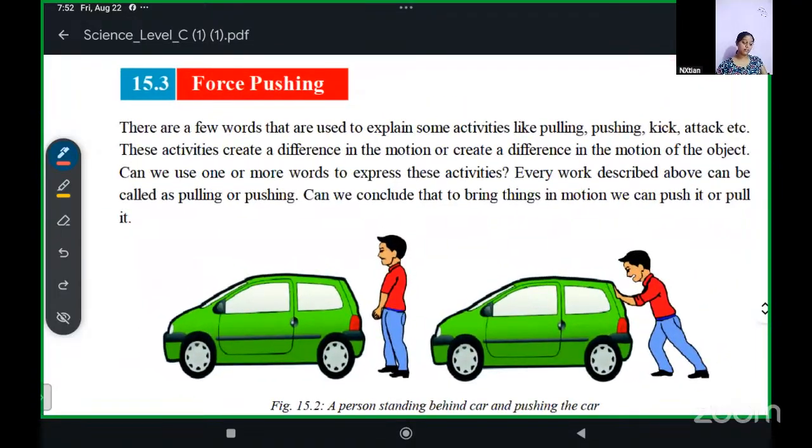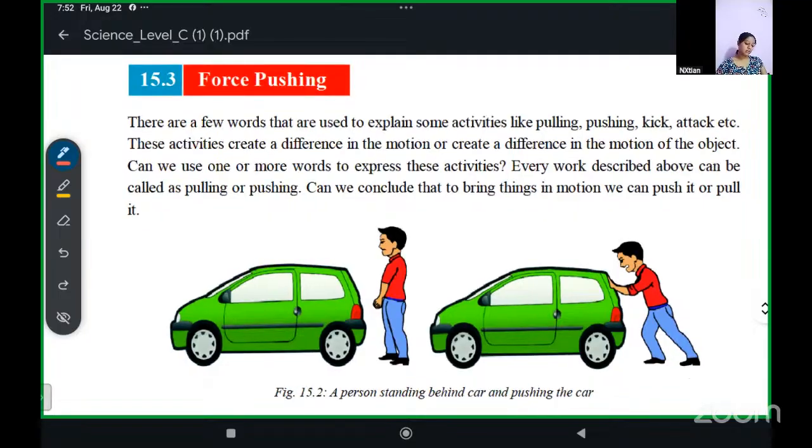Now, the next topic that we will see is called force, pushing. There are a few words that are used to explain some activities like pulling, pushing, kick, attack, etc. These activities create a difference in the motion of the object. Can we use one or more words to express these activities? Every work described above can be called pulling or pushing.